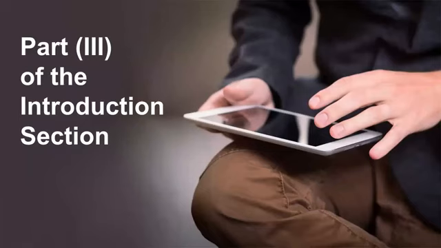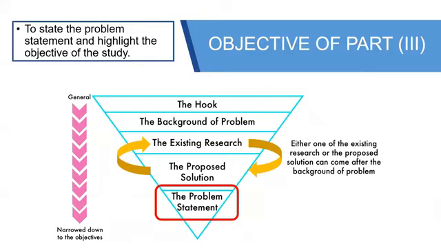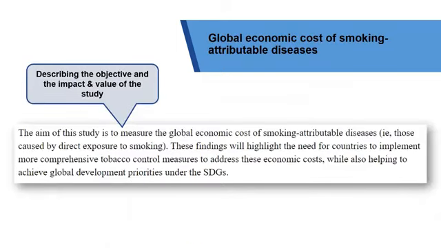So the third part of the introduction section is the problem statement. So it's important to state clearly the problem and the objective of the study and the manuscript you're writing. So I'll also give a couple of examples from the literature. For example, this study is titled Global Economic Cost of Smoking-Related Diseases. So what they did is that they described the objective and the impact and value of the study. So they mentioned the aim, it's direct, it's clear.